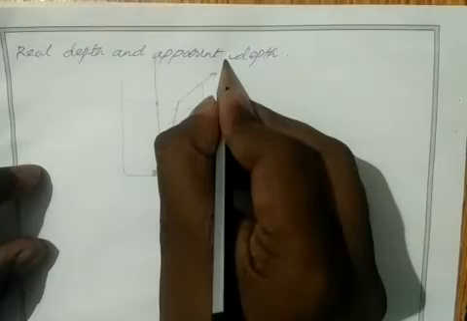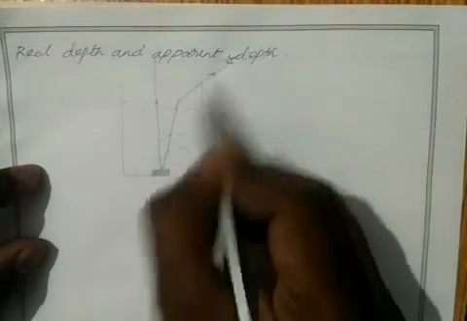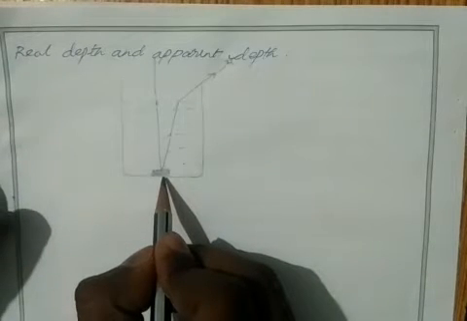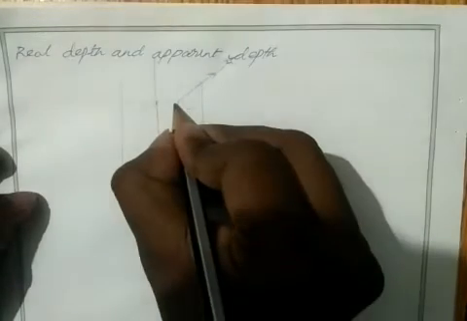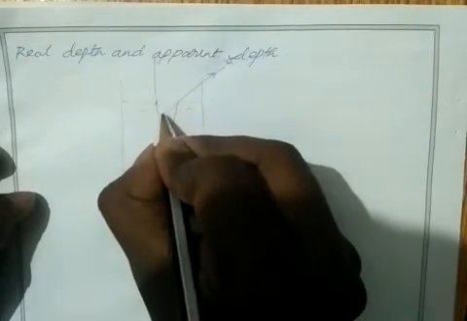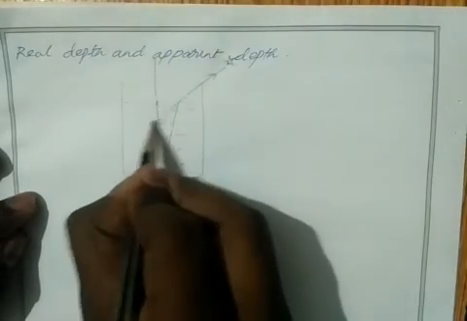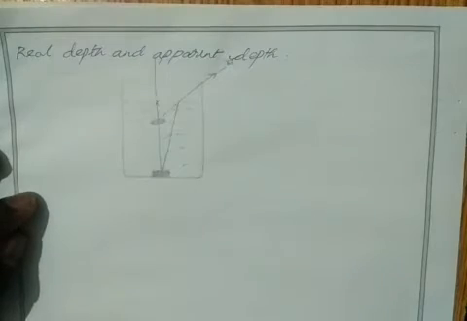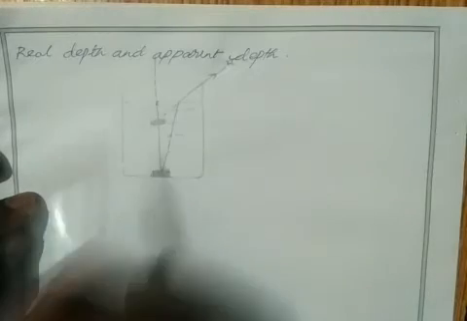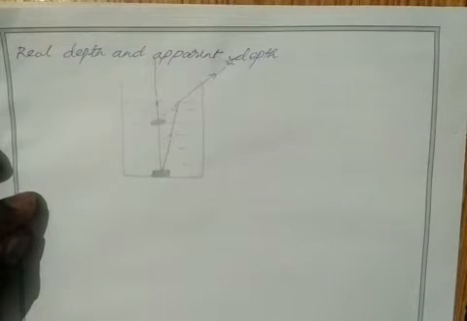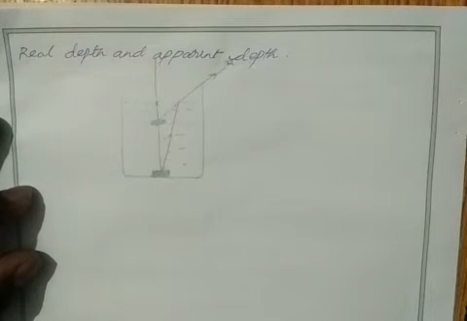Correct? So if a person sees from here, then what will happen? He never sees the object situated at the bottom of the tank. Instead of that, he sees that the object is located here. I just extend this line. As per this person, this is the bottom of the tank and this is the object. So the object is elevated from its original depth. That is known as apparent depth.